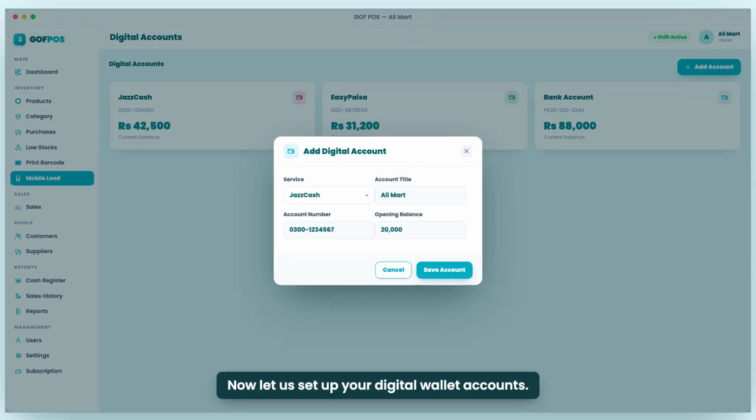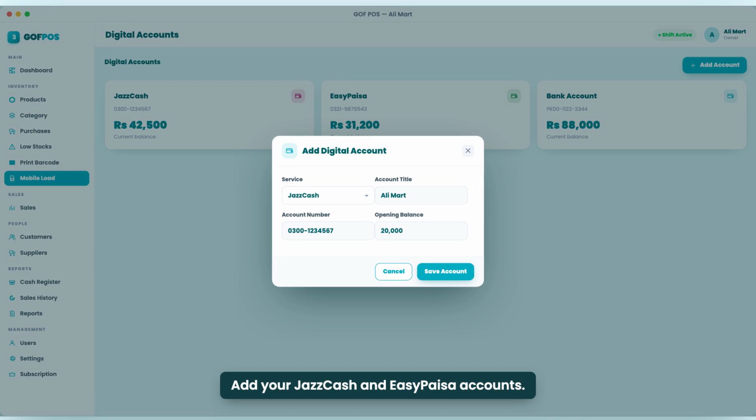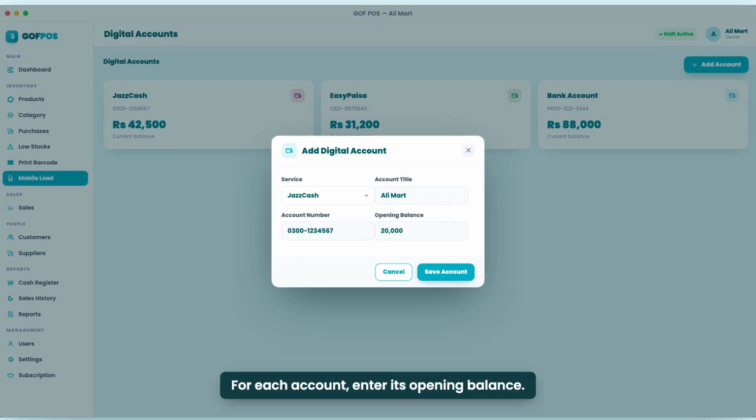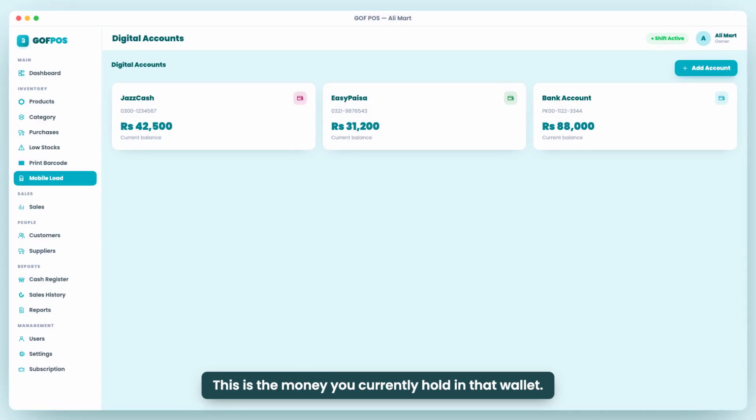Now let us set up your digital wallet accounts. Add your JazzCash and EasyPaisa accounts. For each account, enter its opening balance. This is the money you currently hold in that wallet.